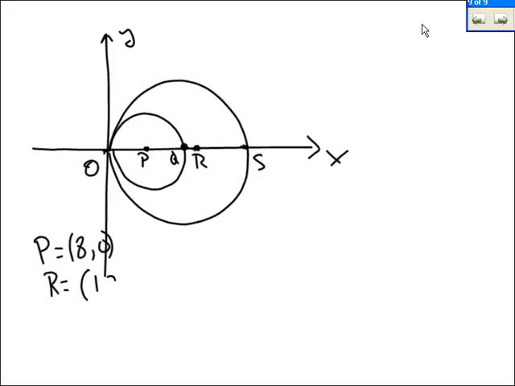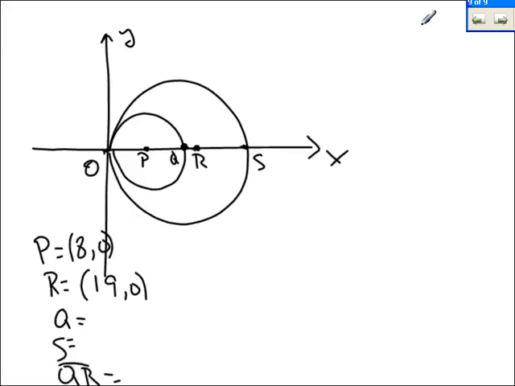R is at 19, 0. And you want to find Q and you want to find S. And let's find QR. How long is QR?